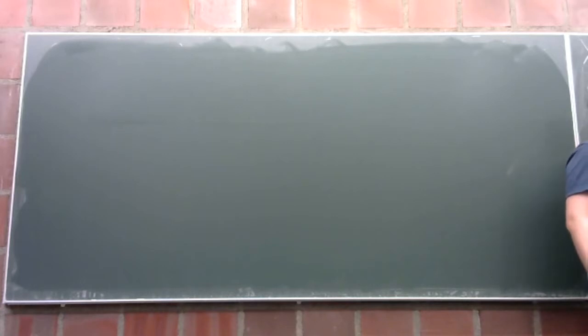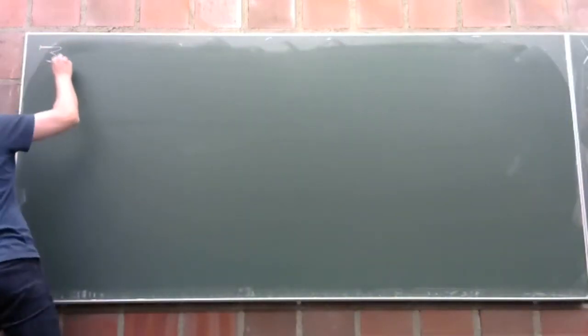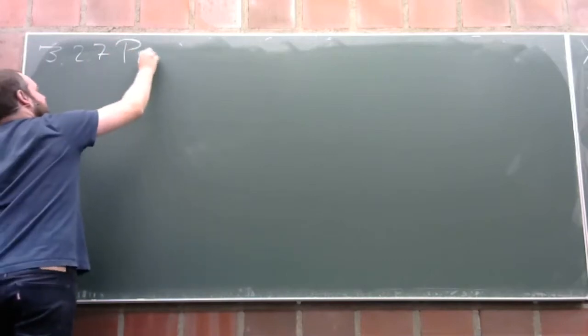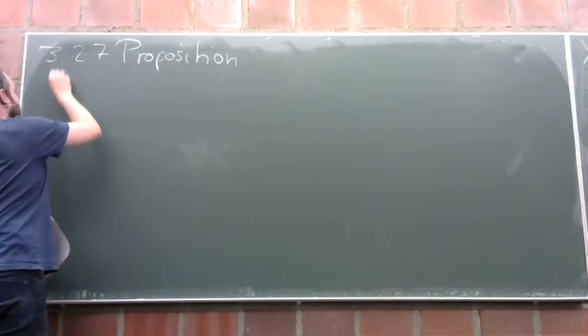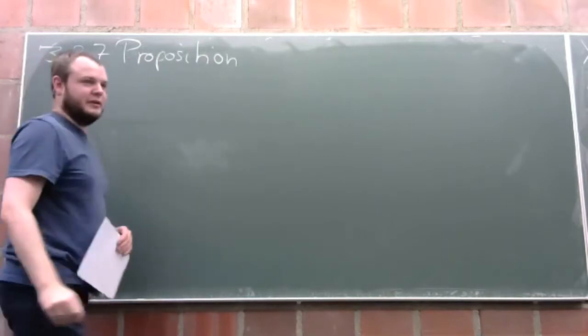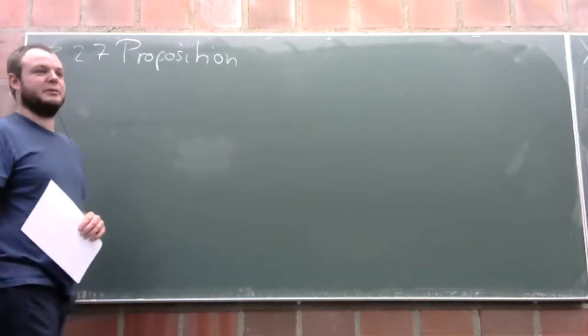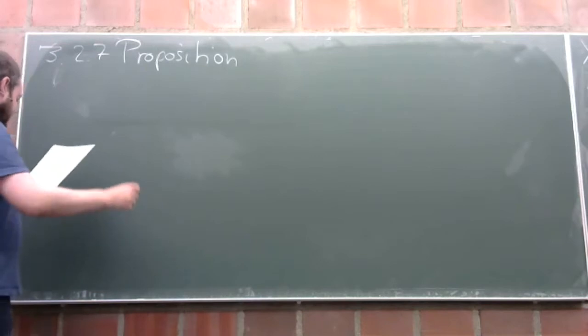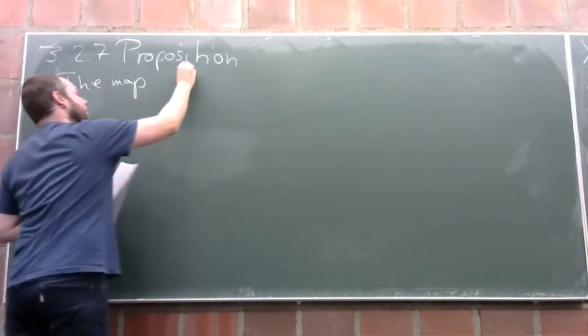So I want to get rid of all the function spaces. Let me show you the first proposition. Perhaps I shouldn't write this all the time: whenever in this chapter capital G pops up, it will be a Lie group. So the map theta.